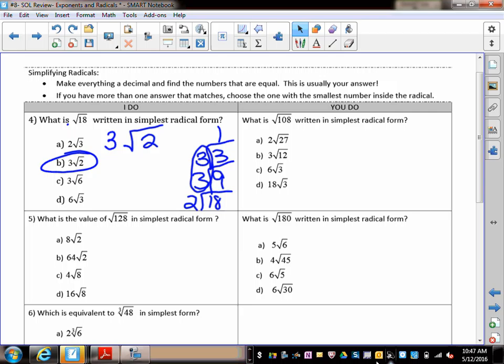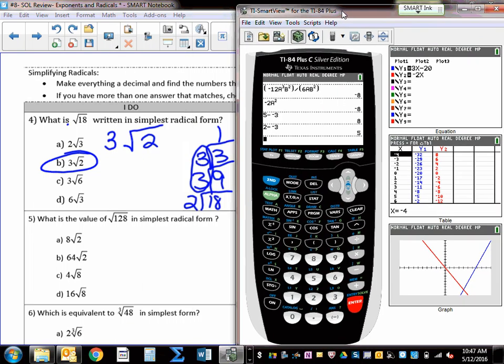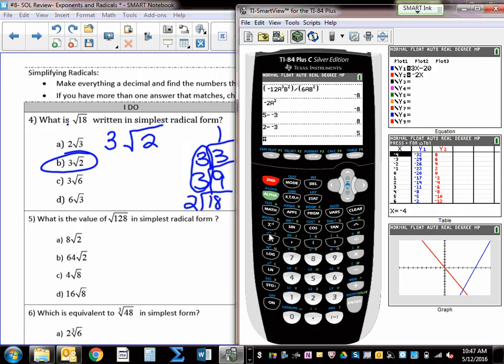So again, use your calculator, double check, but we don't have to worry about storing. All I do is second square root of 18. And then I think my answer is B, so 3 times second square root of 2. And they're the exact same. So I know that I have the correct answer here.